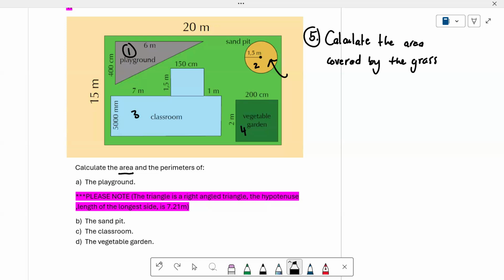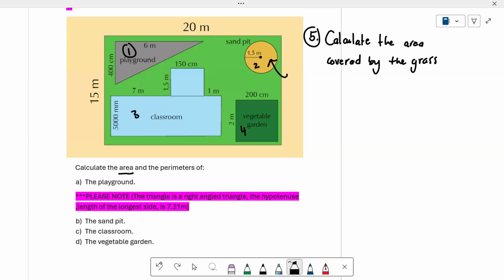So you've got all of these areas. You've got the area of the entire rectangle. You've calculated it. Then you would have the area of the playground, the area of the classroom, the area of the vegetable garden. Then what do we do with all of those areas? Do we add them together? We subtract. Good. We're gonna subtract. Okay. So please, let's just quickly calculate these areas.